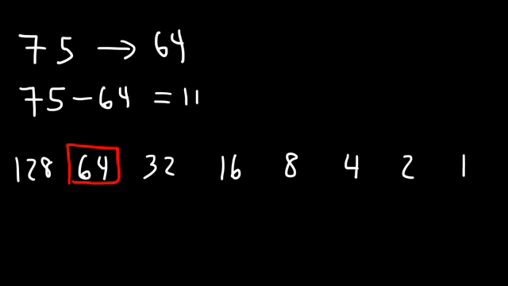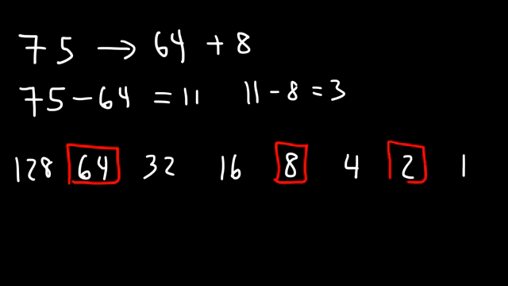Now the highest number that's under 11 is 8. 16 exceeds 11, so we can't use that. So let's put an 8 here. And then let's subtract 11 by 8. 11 minus 8 is 3. And so the next highest number, just under 3, is 2. And so let's put a 2 here. And then 3 minus 2 is 1. And so the next highest number is a 1, and we could stop here.